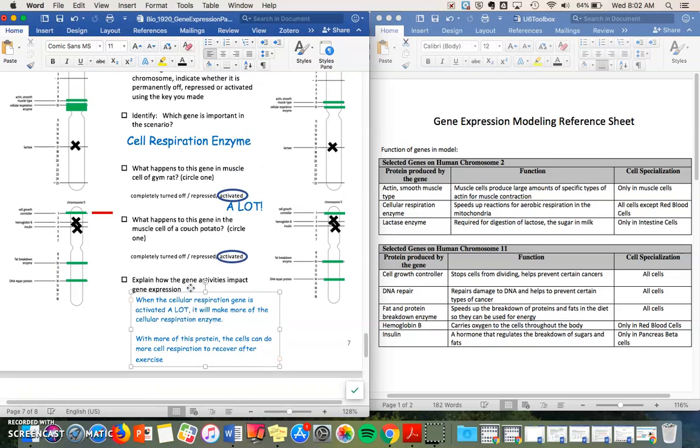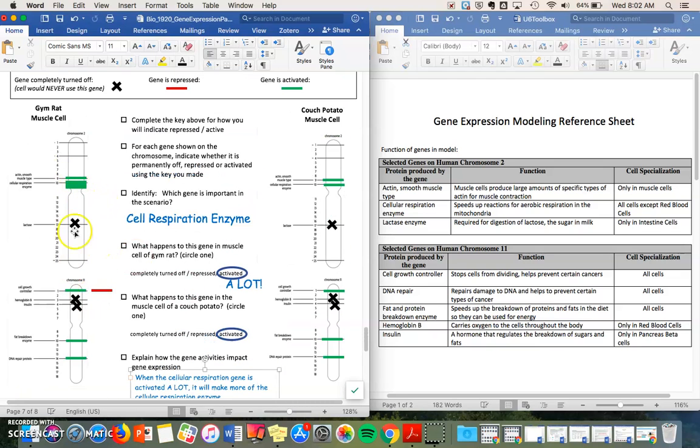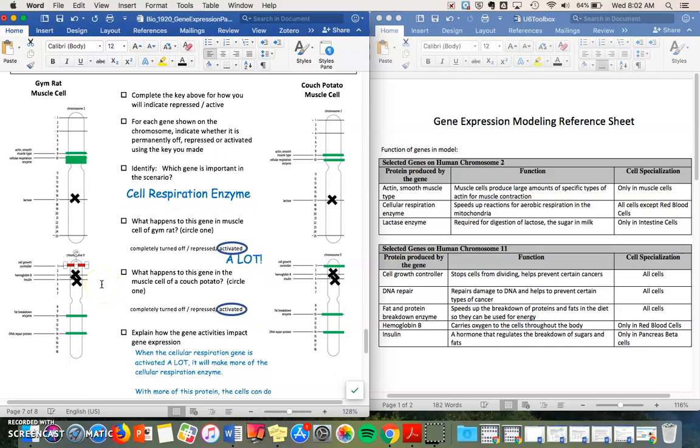All right. And again, the big difference is the cellular respiration enzyme for the couch potato and the gym rat, but you probably could have also had the cell growth controller turned off as well, because we'd be doing a lot of mitosis. It wouldn't be necessarily a make or break, but I think the most accurate thing would be to have it turned off.